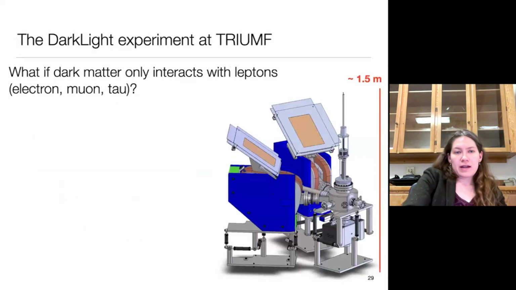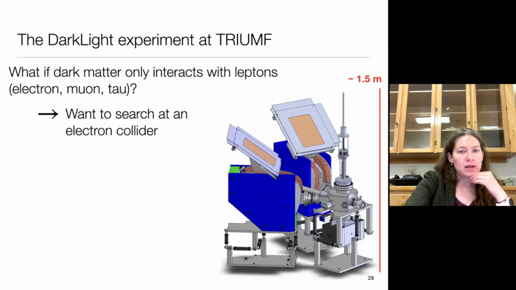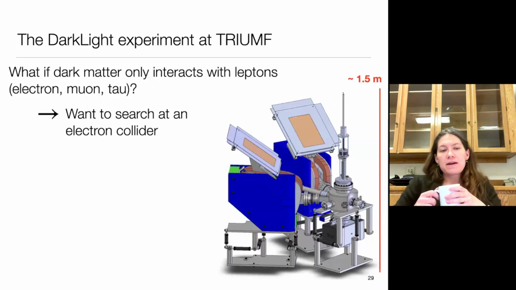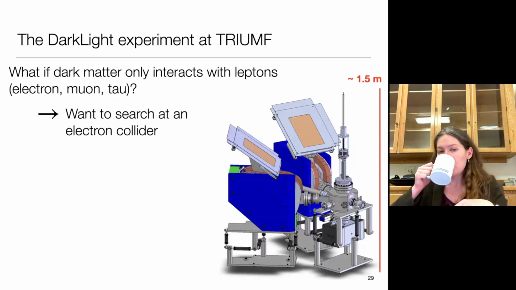What if, on the other hand, that particle, either dark matter or the new particle that mediates to dark matter, what if it only interacts with leptons? So what if it interacts with the electron, the muon, the tau, and nothing else? Well, then you don't really want to be using a proton collider to look for that. You would be better off doing a search at an electron collider.